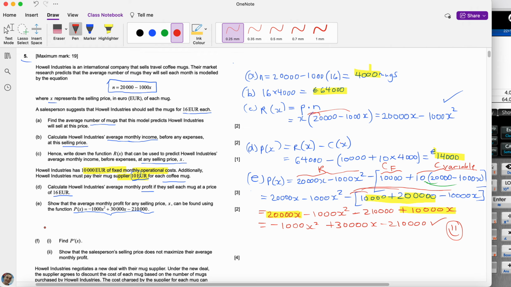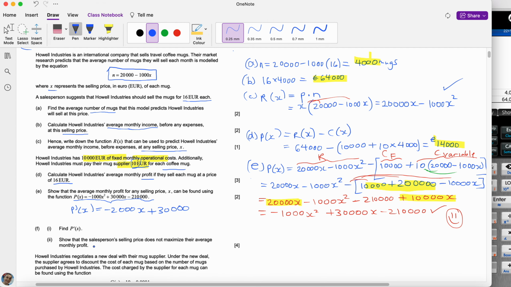Okay, and so now I'm just going to jump here because I have a little bit of space. Even though you probably have a good chance of getting confused somewhere here, nonetheless, you can still at least take that derivative. So I'm just going to do that right here. The derivative is going to be, the 2 is going to drop, minus 2,000 x. The derivative of 30,000x is 30,000. And of course, this is gone. Good. Okay, show that the salesperson's selling price does not maximize their average monthly profit.